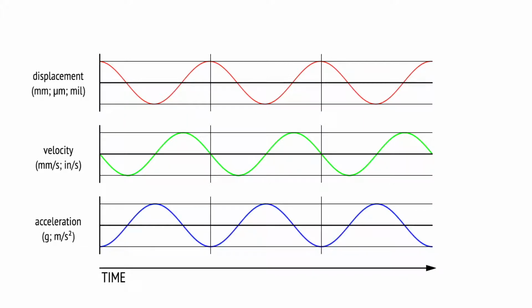Acceleration is the rate of change of a velocity with respect to time. It tells us how fast the velocity of the measured point is changing. Units are g, or meters per second squared. The biggest acceleration is at the points where the movement reverses direction.